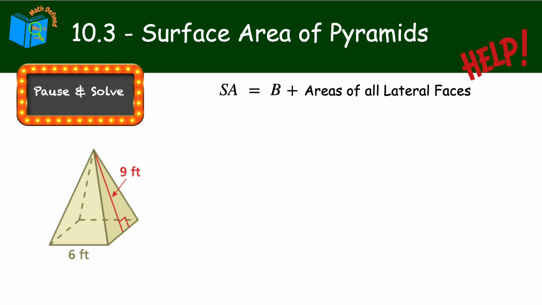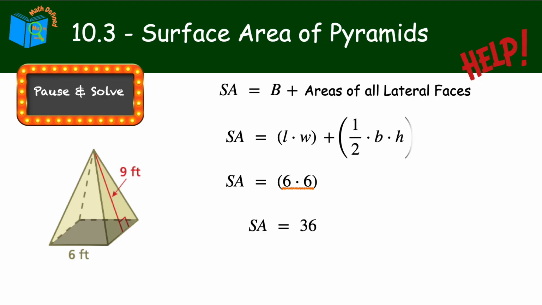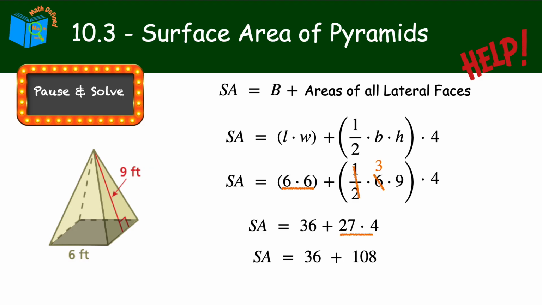All right, the base of this pyramid is a square. To find its area, we'll multiply length times width. The lateral faces, or sides of all pyramids, are triangles. To find their areas, we'll multiply 1/2 times the base times the slant height of the triangle times 4, which is the number of lateral faces. It's nice to simplify the fraction before we multiply. Now we just add them together, and the surface area is 144 feet squared. That wasn't too bad, just a lot of calculations.